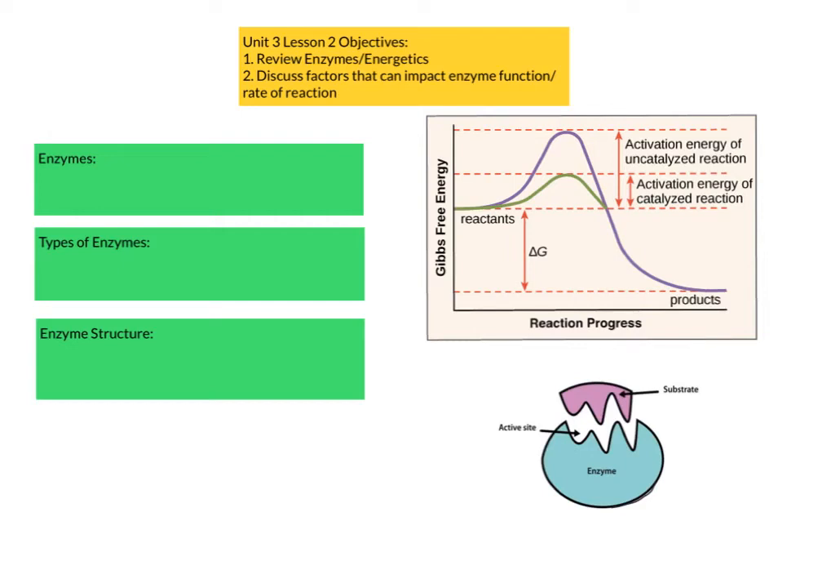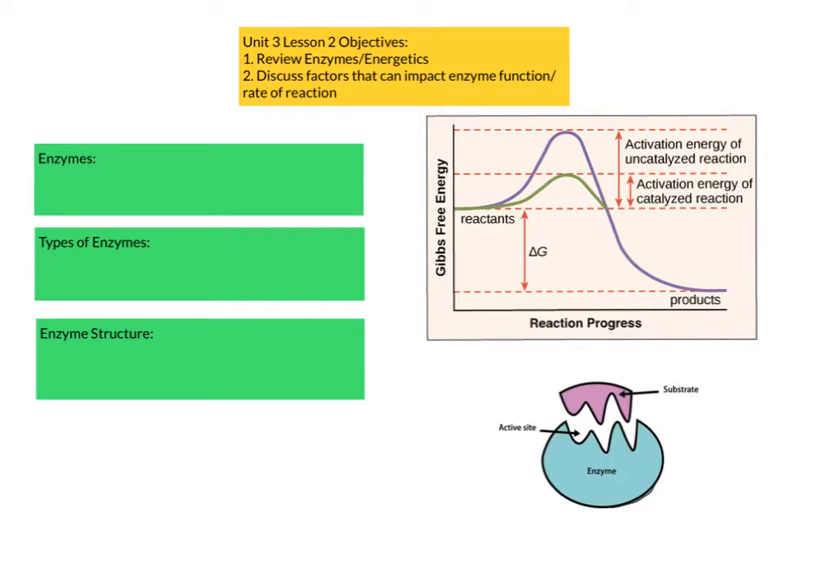I just wanted to create this recording again of the lesson we did this morning, Unit 3, Lesson 2. So again, there were two objectives to this lesson. The first was just to review enzymes and relate them to energetics, which we talked about in lesson number 1. And the second thing is I talked about a couple of different factors that can impact enzyme function and therefore the rate of reaction that the enzyme catalyzes.